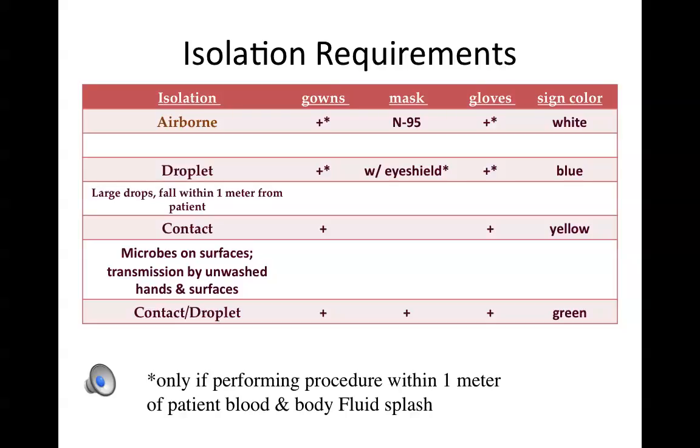Large drops that fall within a meter would be the criteria for droplet isolation. And again, you'd want gown, eye shield protection, and gloves. For contact, we're only worried so much about microbes on surfaces so that we have no contact transmission. We make sure that hands and surfaces are always kept clean. Make sure we wear a glove and gown. But we don't have to worry about airborne transmission if it's simply a contact type. And if it's contact with droplet, then we for certain at all times want to wear all of the PPE required: gown, mask, and gloves.